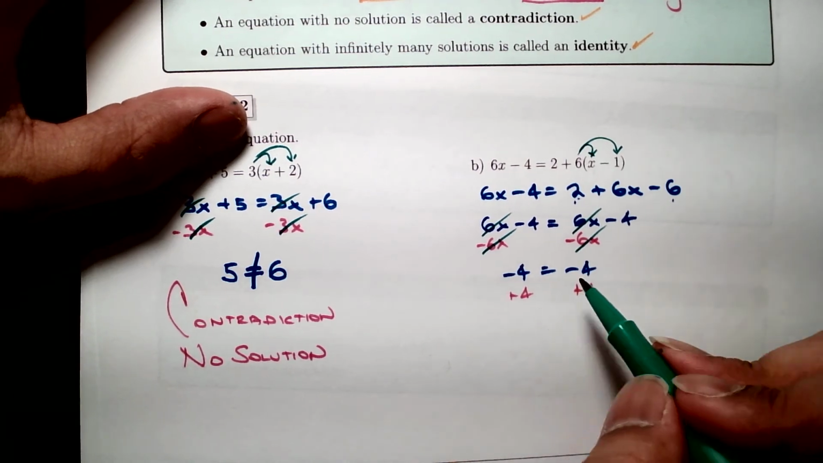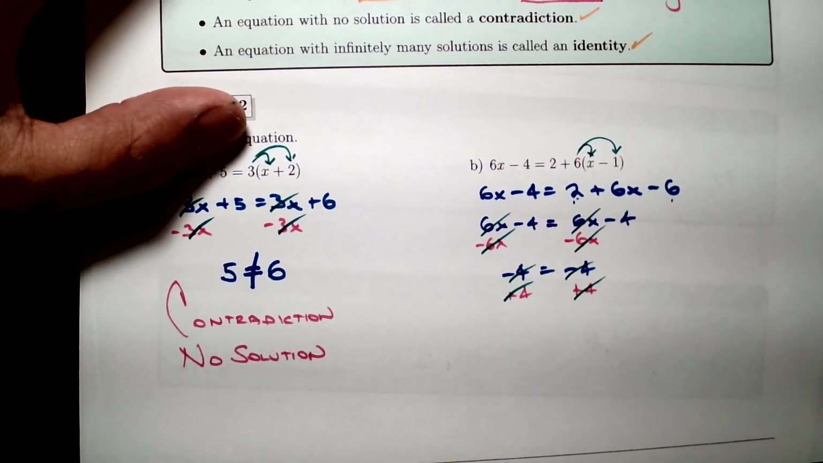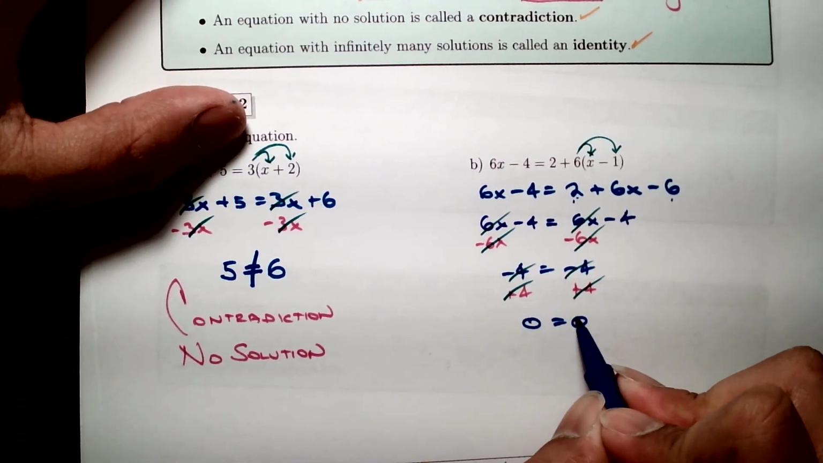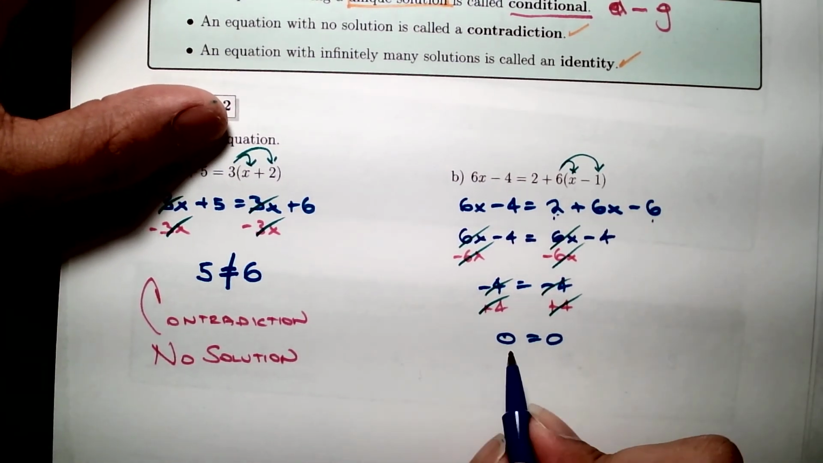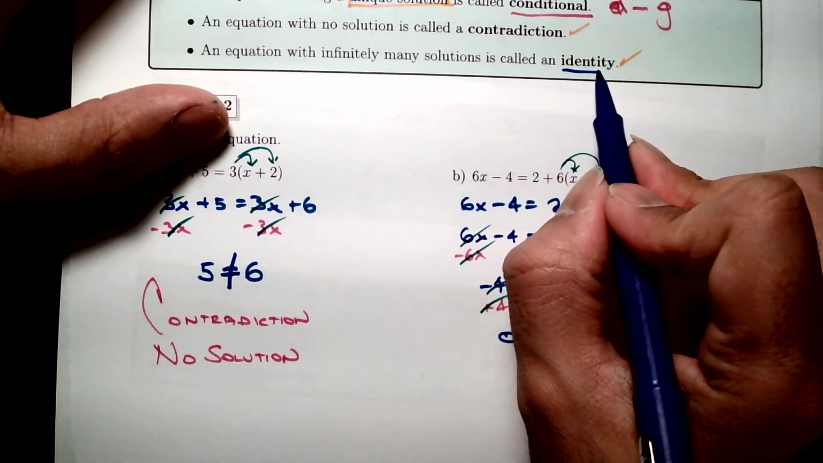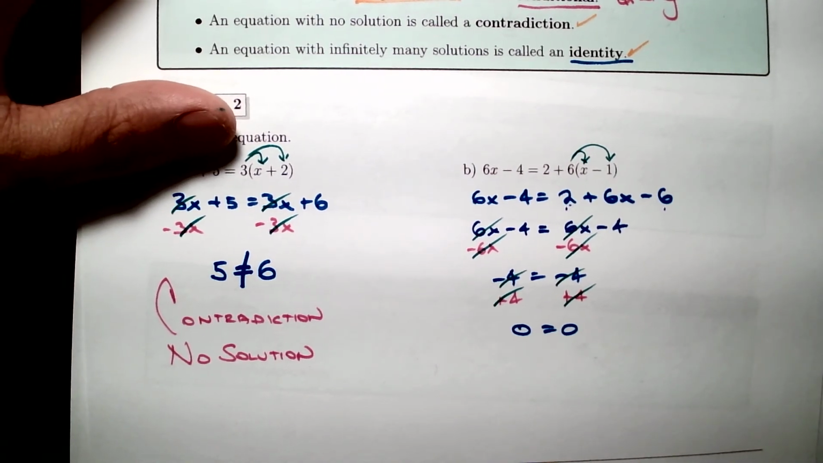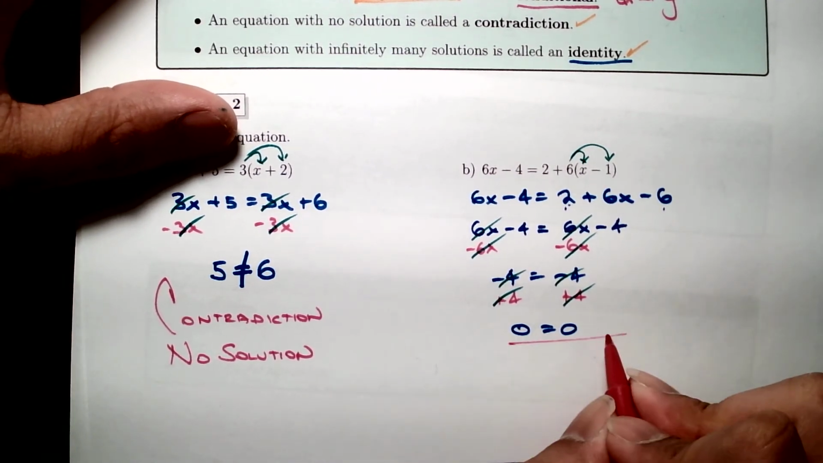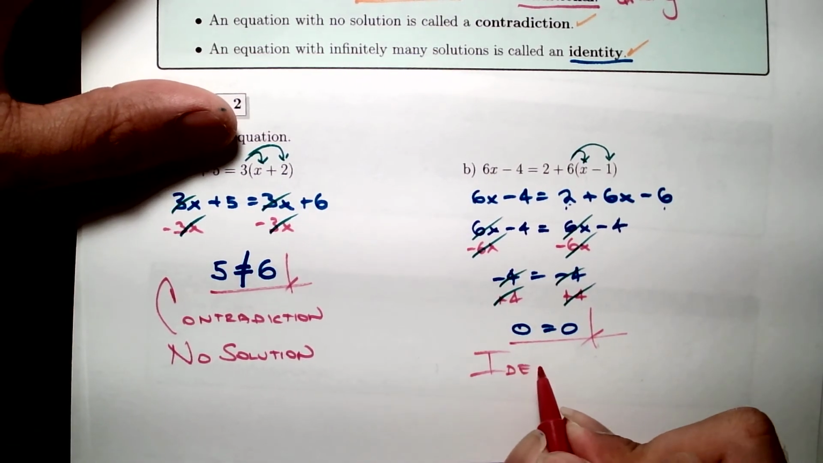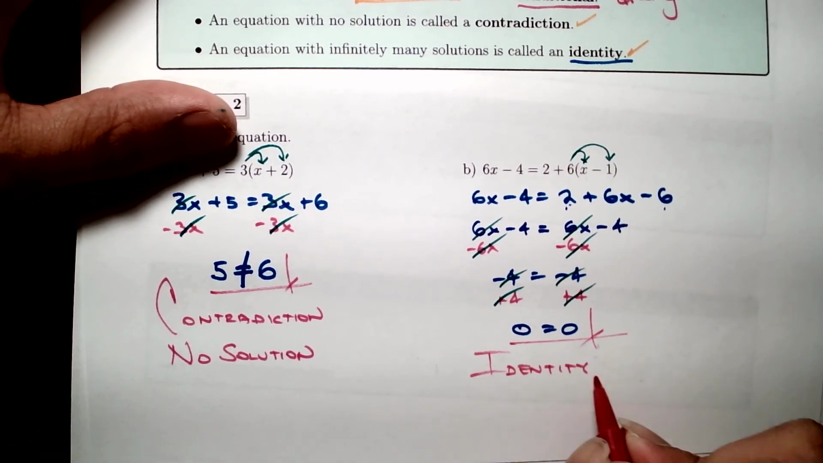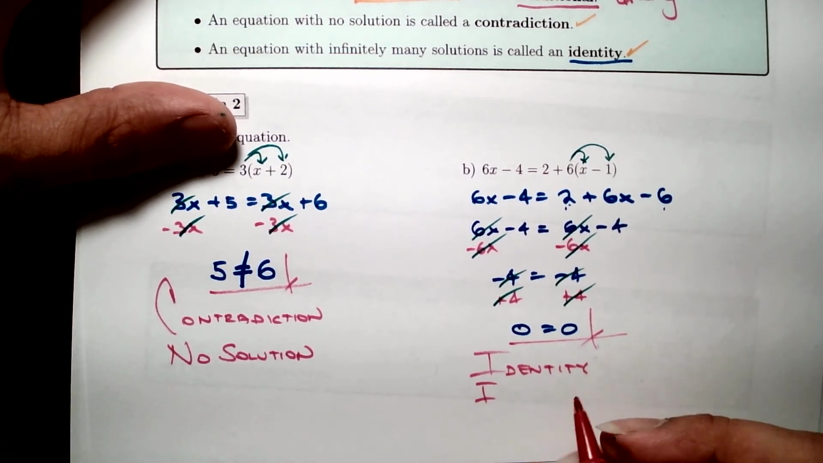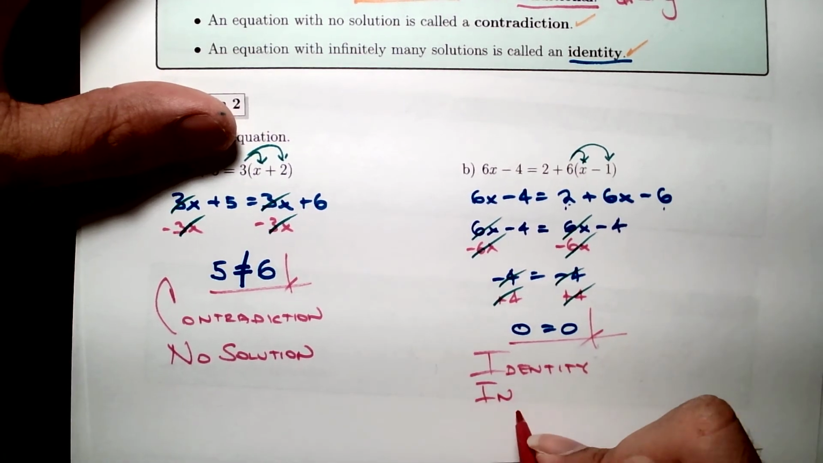Alright, and then what's going to happen? Goodbye, goodbye. So final answer, 0 equals 0. And in this case, this is true that 0 equals 0. That's what we call an identity. Okay. Identity. Otherwise as well, we can say that it has infinitely many solutions.